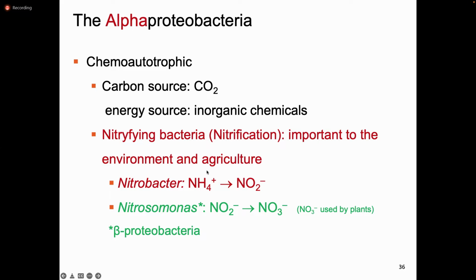And then the nitrifying bacteria. Nitrifying bacteria means that they can oxidize various species of nitrogen to get energy, such as Nitrobacter, which can oxidize ammonia into nitrous acid, or further oxidize nitrous acid to nitrate. So these are some important bacteria involved in the natural environment for the nitrogen cycle.